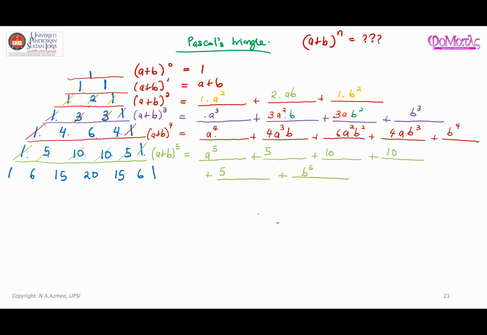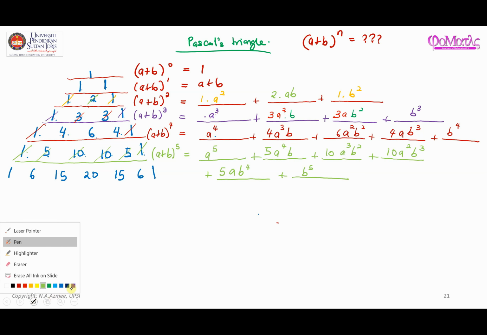The next part is, well, here is a to the power of 5. The power gets reduced. That means a to the power of 4, a to the power of 3, a to the power of 2, a1. Here is a0, which is 1. At this position is actually b to the power of 0. Have that in mind. Therefore, over here must be b to the power of 1, b2, b3, b4, and here b to the power of 5. That's it.